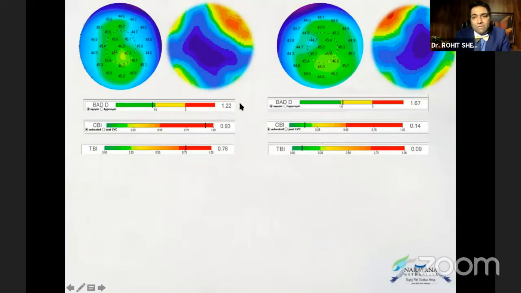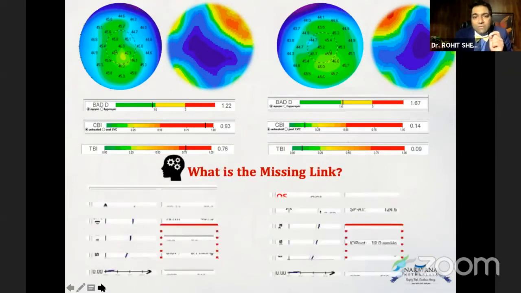This is the same kind of confusion. One eye is completely different. The CBI is completely different, the TBI is different, the biomechanics, the BAD-D is normal. In this other eye, it is completely normal. So these pictures make us believe that we don't need this machine because it's making confusing things.